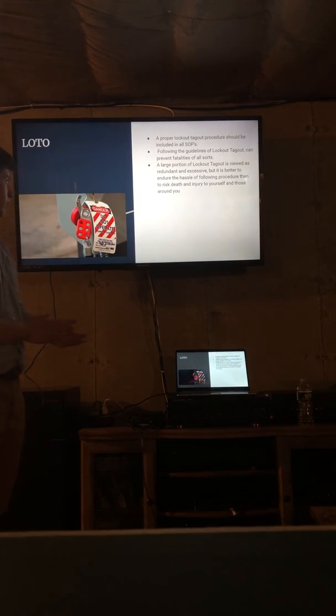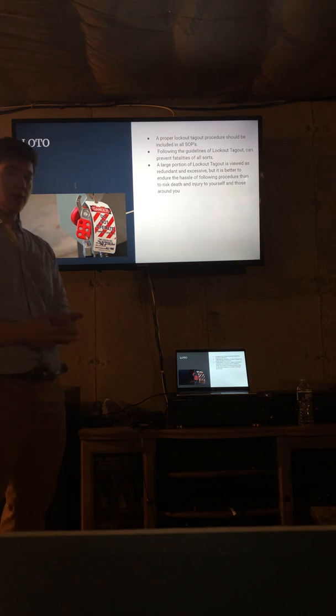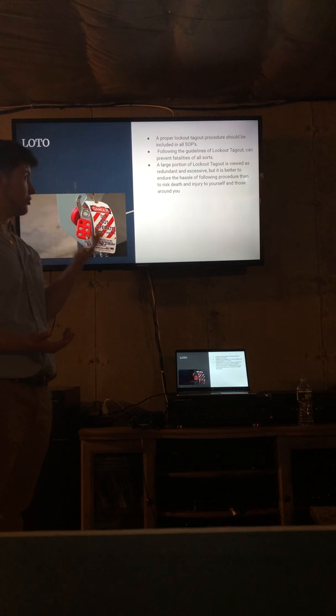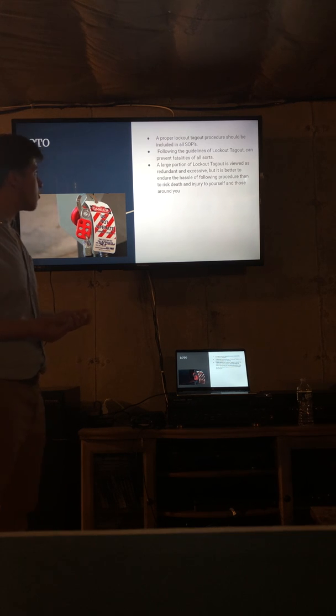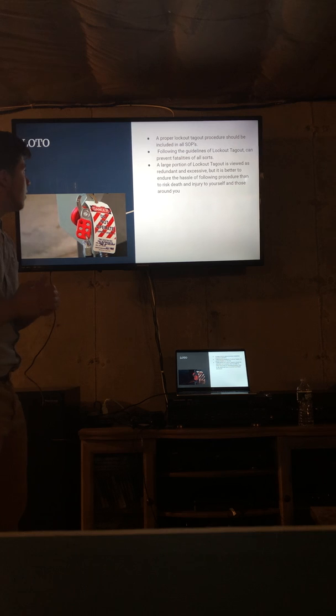And lockout, tagout. A lot of people can be hurt because of not properly locking and tagging a machine out, whether it's by being shocked like I mentioned earlier, or having moving parts be a hazard. A proper lockout, tagout procedure should be included in all SOPs.